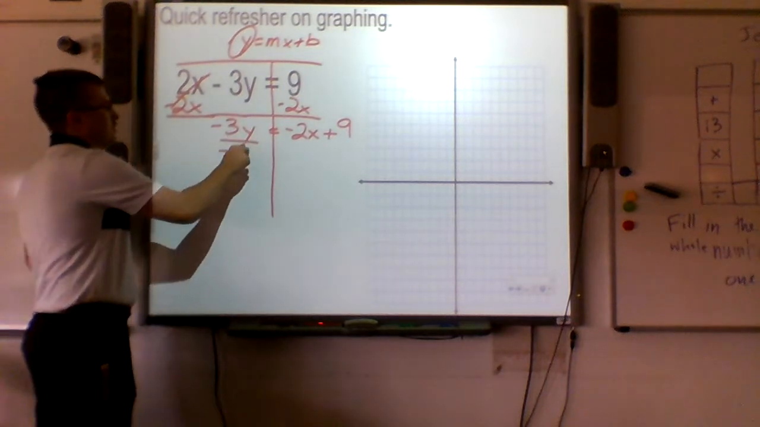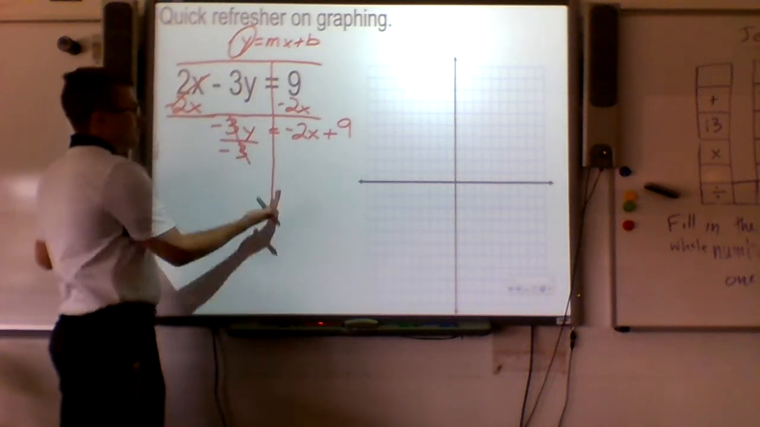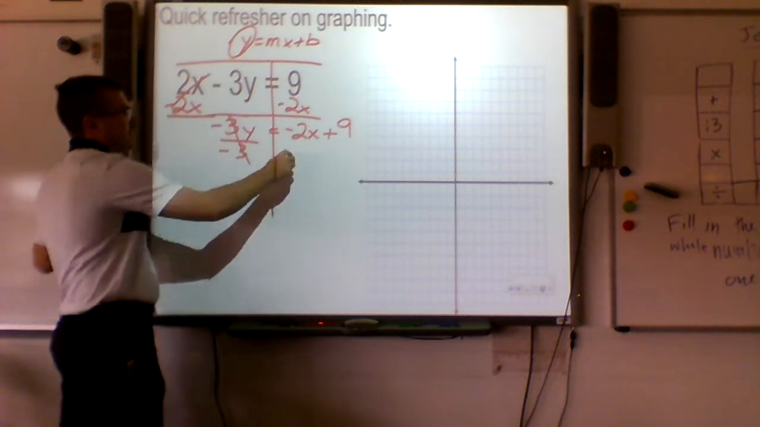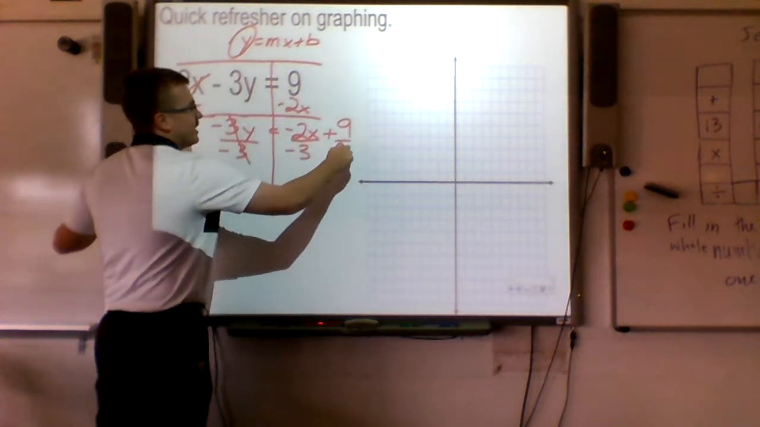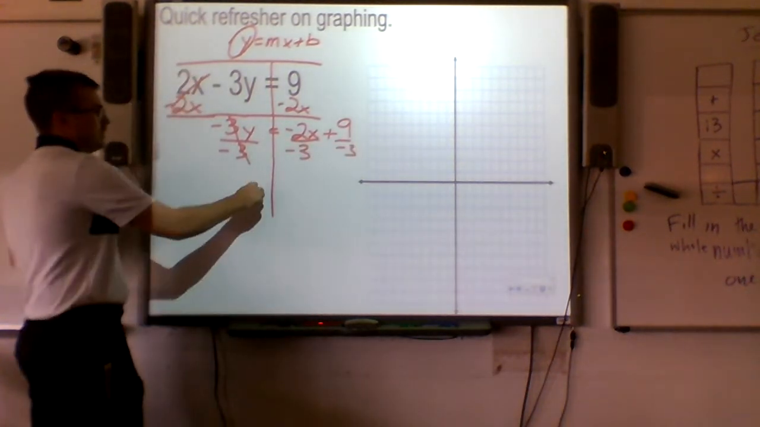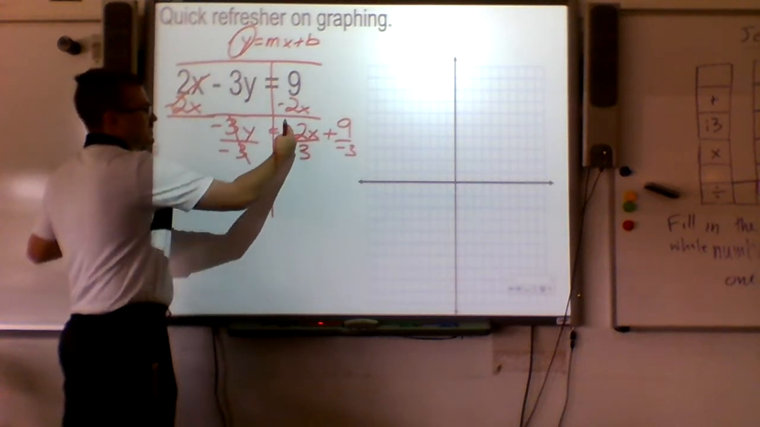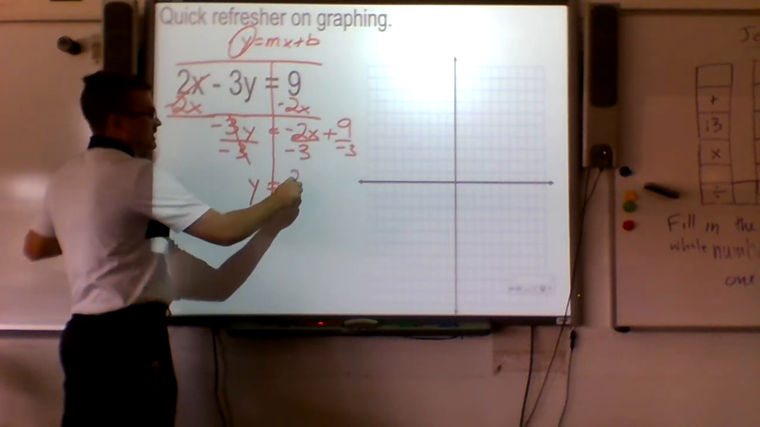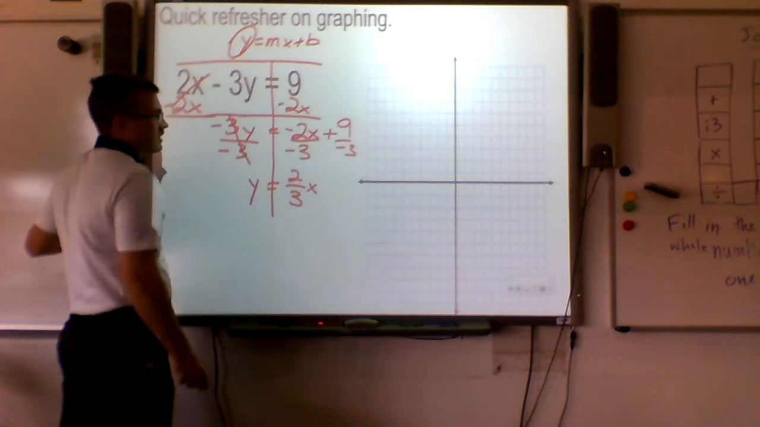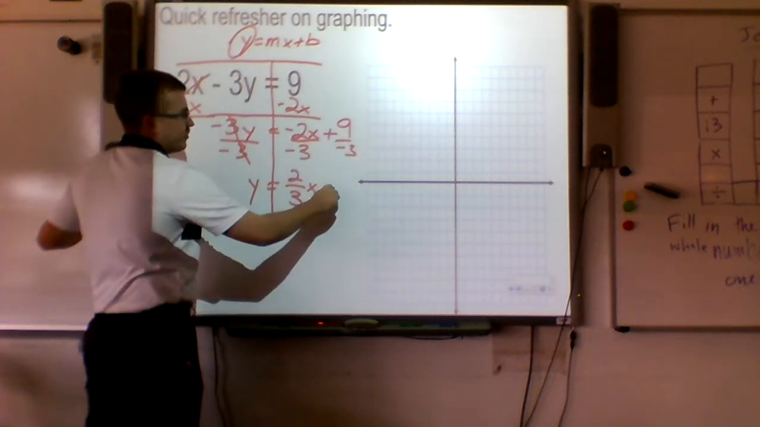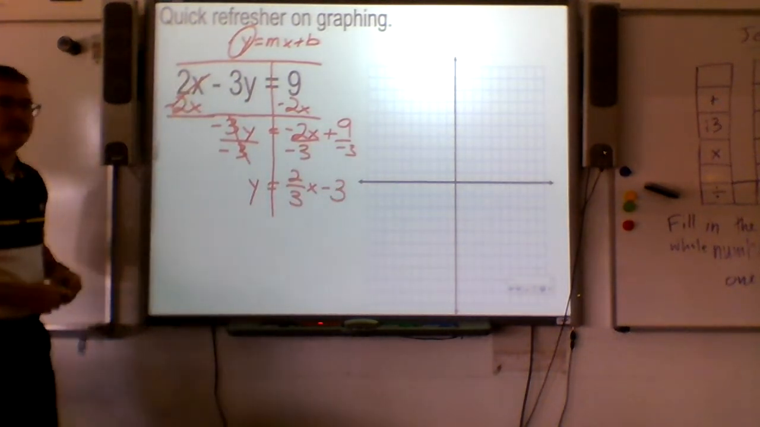Last thing we're going to do is divide by negative 3. Whatever we do on the left side, we have to do to everything on the right side, so divide everything by negative 3. To get y equals negative divided by a negative makes it a positive 2/3 x. 9 divided by negative 3 gives us negative 3.